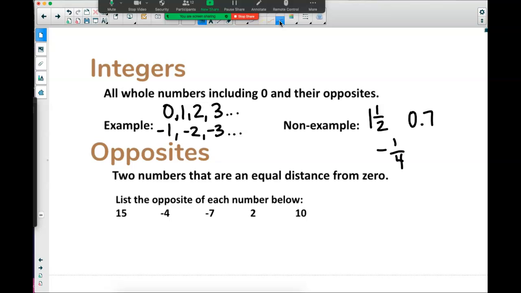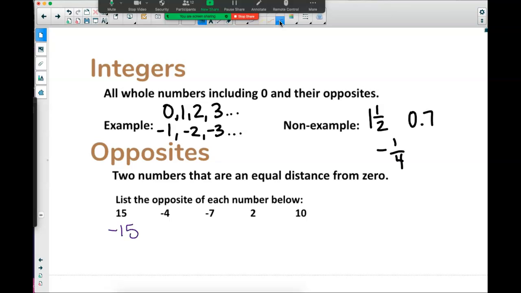Okay, the next thing is opposites. And opposites are two numbers that are equal distance from 0. So they have to be the same distance from 0 on a number line. And this is pretty simple. What's the opposite of 15? Take a guess. -15.